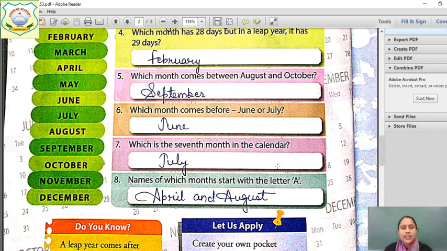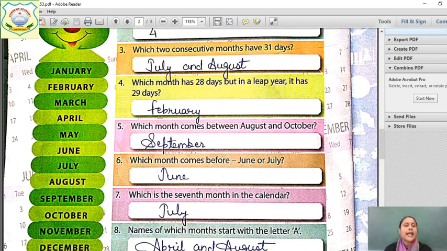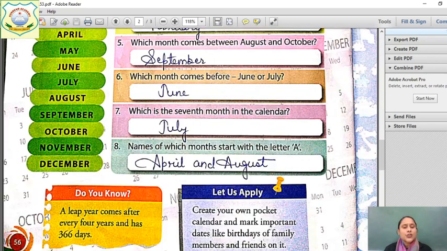Now which is the 7th month in the calendar? It is July, which is the 7th month in the calendar. Let's count 1, 2, 3, 4, 5, 6, 7. So July is the 7th month in the calendar.